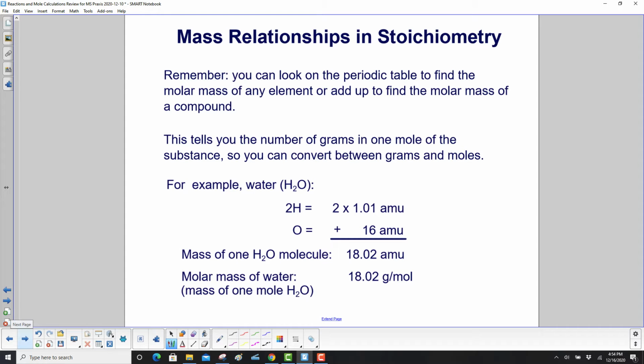Remember, you can look on the periodic table to find the molar mass of any element or add them up to find the molar mass of a compound. This tells you the number of grams in 1 mole of the substance, so you can convert between grams and moles. For example, water. 2 hydrogens is 2 times 1.01 atomic mass units. Oxygen, you just have one of them, and that's 16 AMU. So the mass of 1 water molecule is 18.02 AMU. The molar mass, or the mass of 1 mole of water, is 18.02 grams per mole.